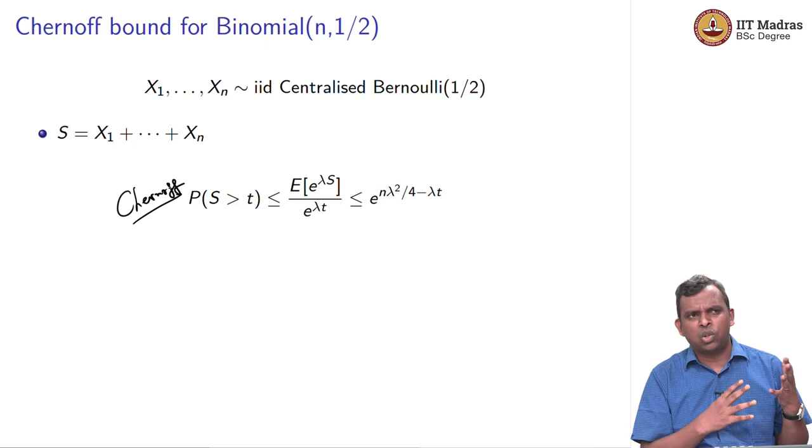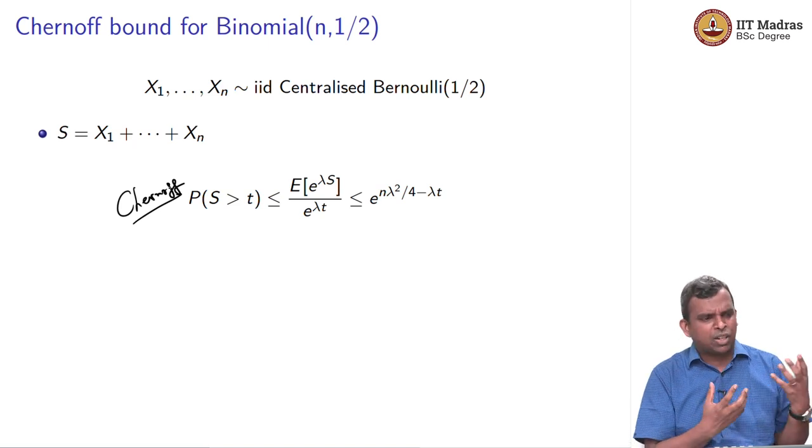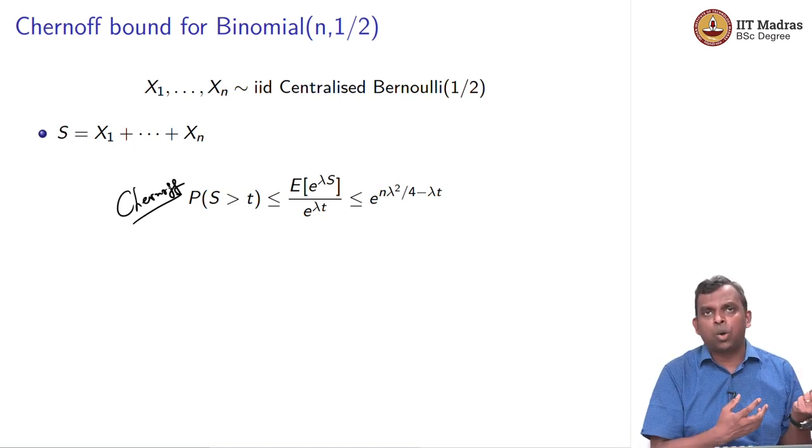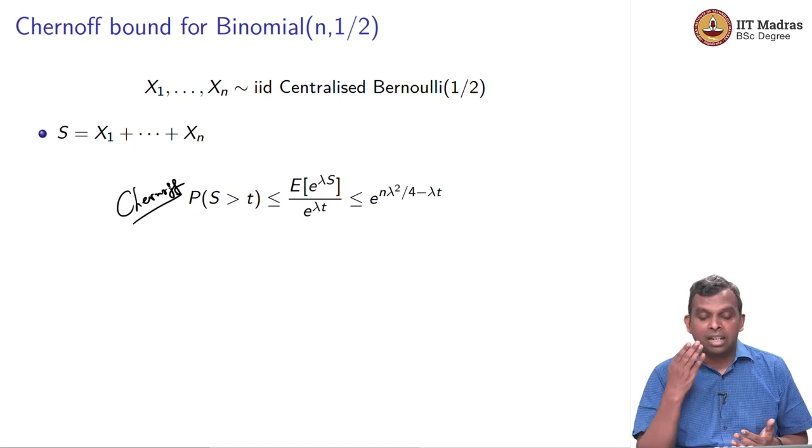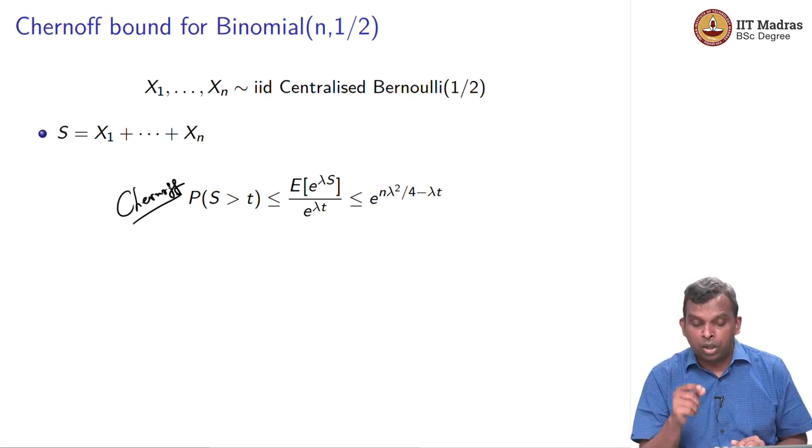I thought Chebyshev was not that good. It was going 1 by n. My actual probability is going exponentially down. Can I get an exponential bound? And here is an exponential bound. The only thing that's left here is, how do I choose lambda? Okay, now how do I choose lambda?